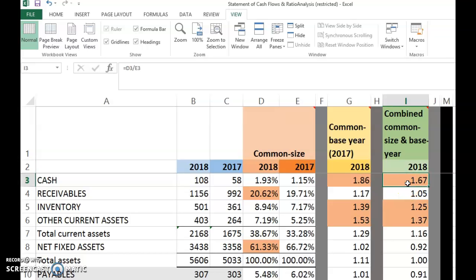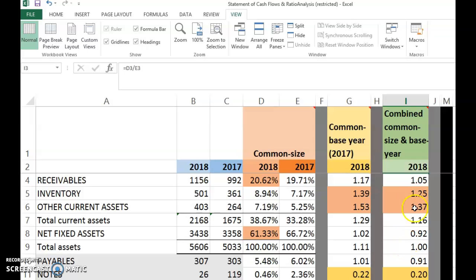So this indicates change in proportion, or in relative terms. Here it is change in absolute terms. This indicates the multiple of the item compared to the base year. This is a multiple of the proportion compared to the base year. Alright, that's the difference between the two.